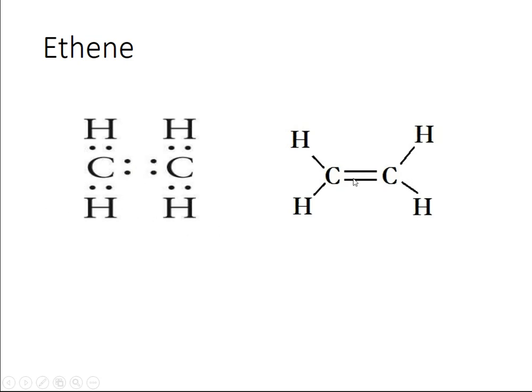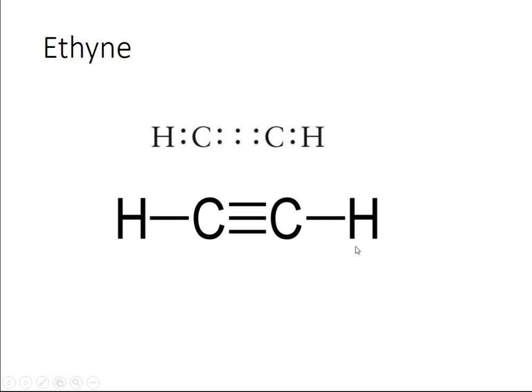The ethene, here we are showing it as sticks. Ethane has 1, 2, 3 pairs. 3 pairs means 3 chemical bonds. So you just turn the pairs into 1, 2, 3 chemical bonds.